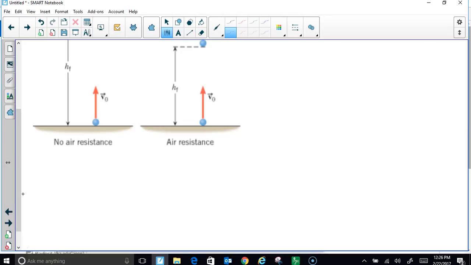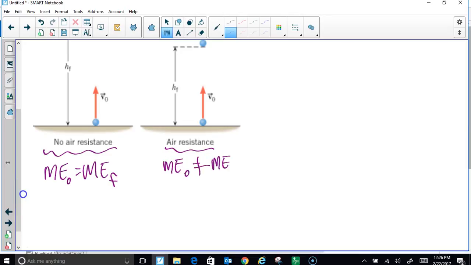So, no air resistance. No air resistance. This problem is good because it illustrates the difference between a situation where mechanical energy is conserved, beginning and final mechanical energies are equal, and where it's not conserved. Because if we have air resistance, then mechanical energy initial will not equal the mechanical energy final. In other words, there will be a change in mechanical energy.